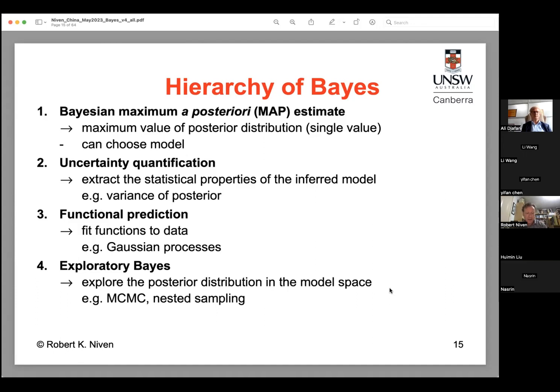Secondly, you can undertake uncertainty quantification. So you can use the posterior that you derived in order to give you some statistical properties. So, for example, the variance of the posterior can give you uncertainties in your model. Thirdly, taking this to a much more complicated calculation, you can do functional predictions, so you can fit functions to data. And finally, you can undertake an exploratory Bayes approach where you explore the shape of your posterior distribution. And that leads to different methods, MCMC and nested sampling. Now, today I'm only going to talk about the first two of these, and I'm not going to get into the third and the fourth categories. And you'll see why I do that in a minute.